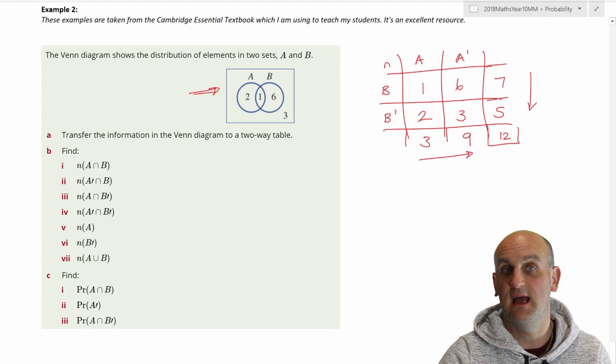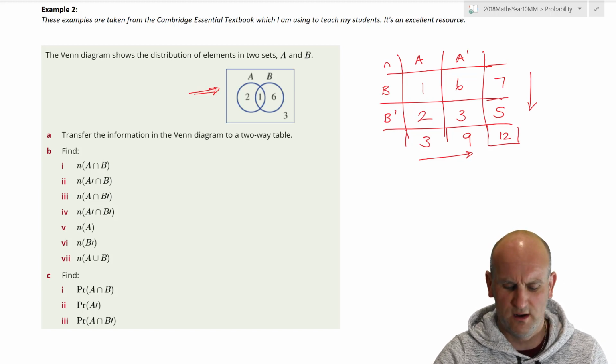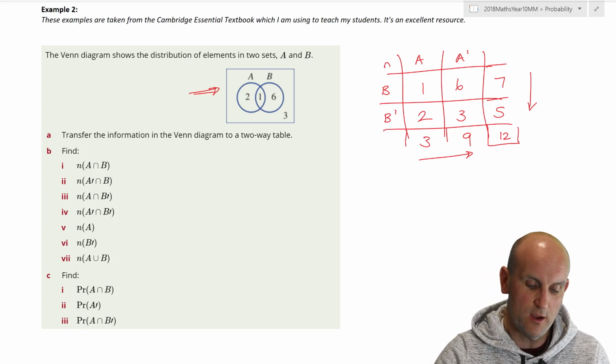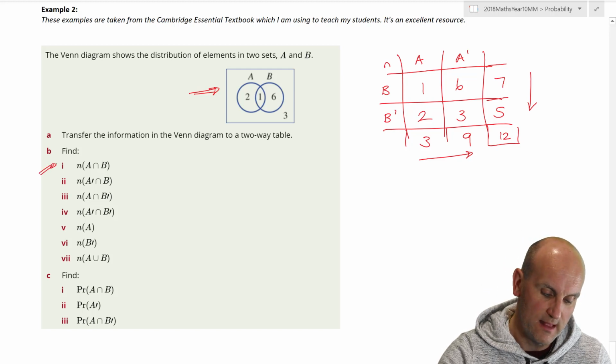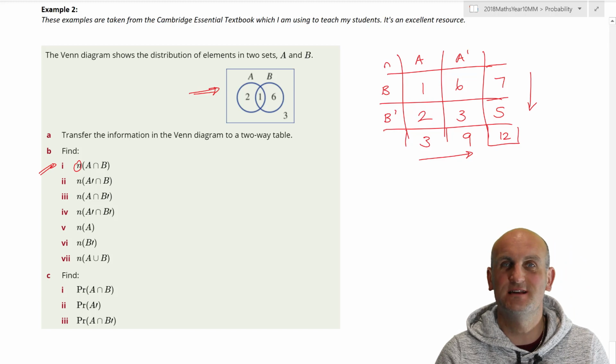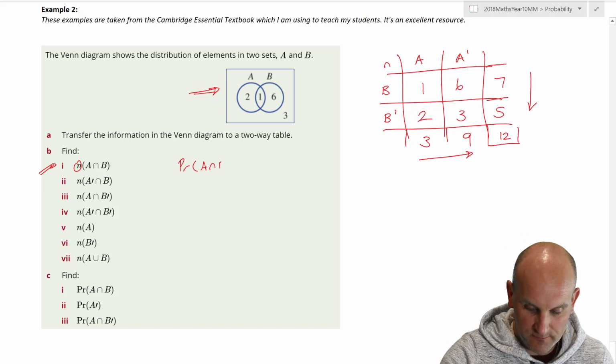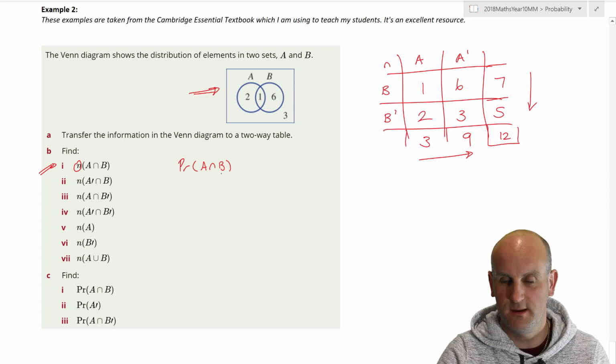All right. So this is a probability table or a Karnaugh map. I get confused about which one it is, which is weird. So now it says to find N. What's this N business? Well, the great thing is it just means number of. If we were to write PR, A and B, then that would be asking us to find probabilities.